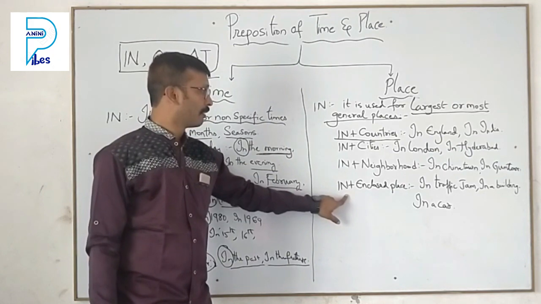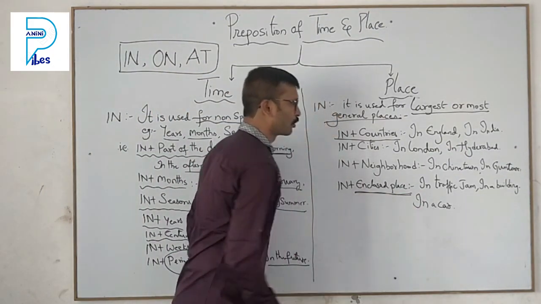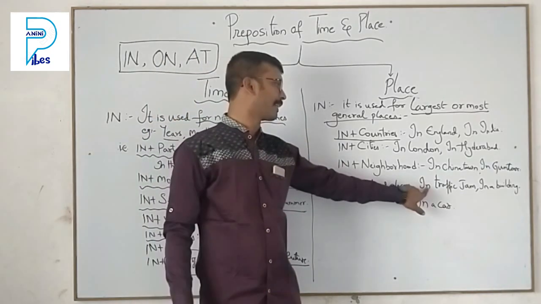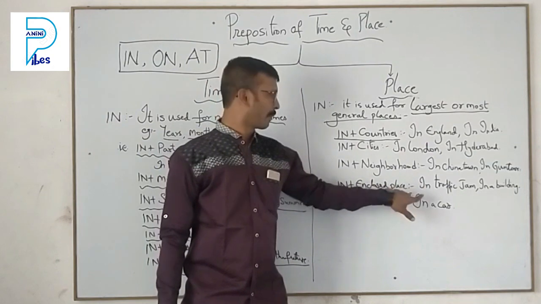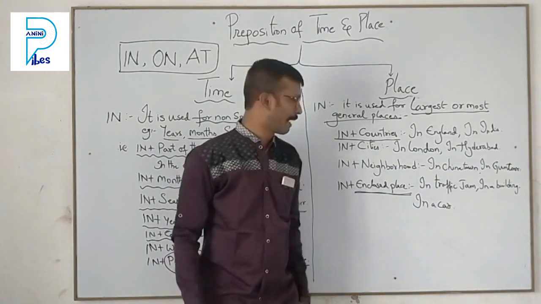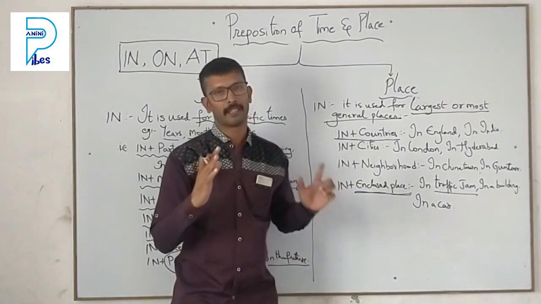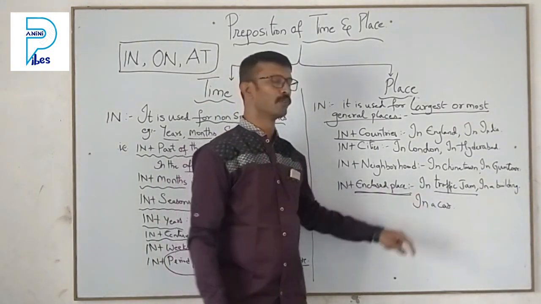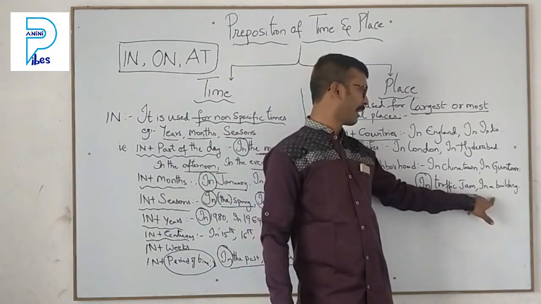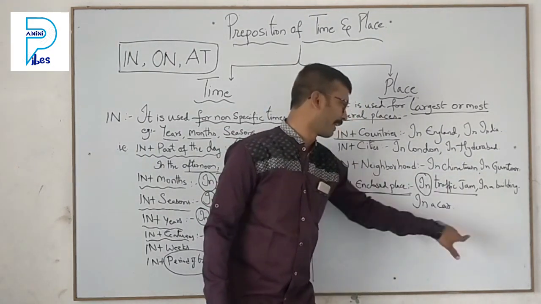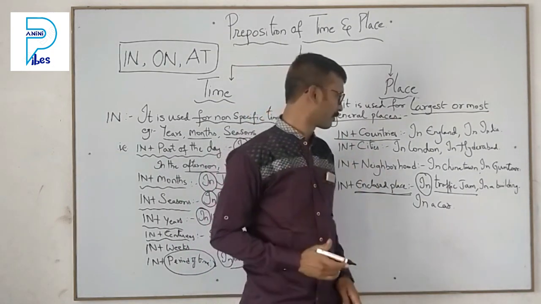Then in plus enclosed places, which are packed. In traffic jam, for example. Generally we say "I am at a traffic jam", but that is wrong usage. We use in traffic jam: I am stuck in traffic jam. In the same way, in a building, in a car. A building and a car are enclosed places.